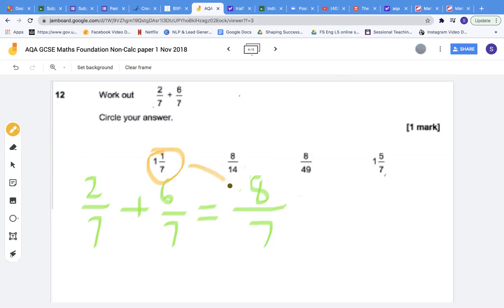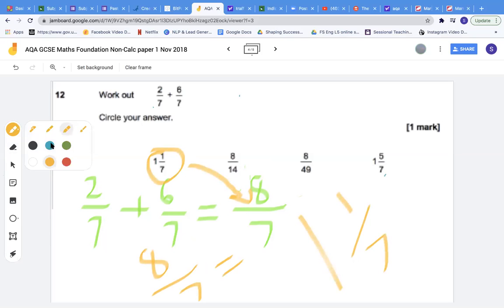But why is 8/7, top heavy, improper, the same as 1 and 1/7? What did you do before in the other one? Look carefully. So what did you do? I did 1 times 7, which equals 7. Yeah. And then you add the 1, the numerator, which gives you 8.